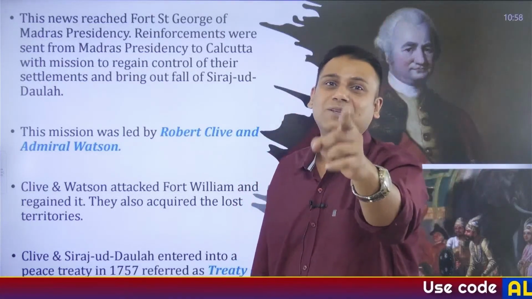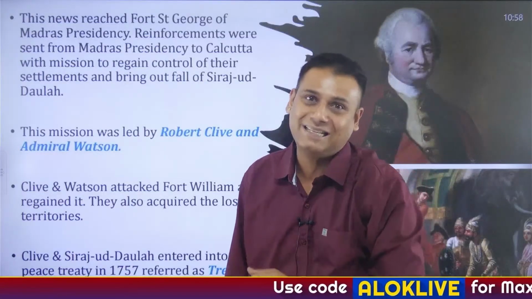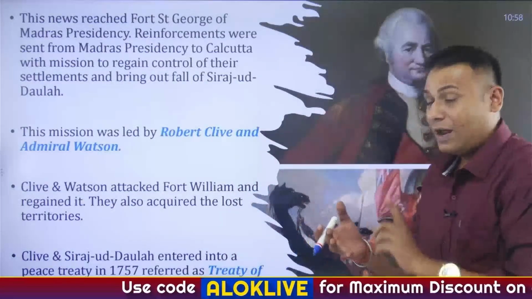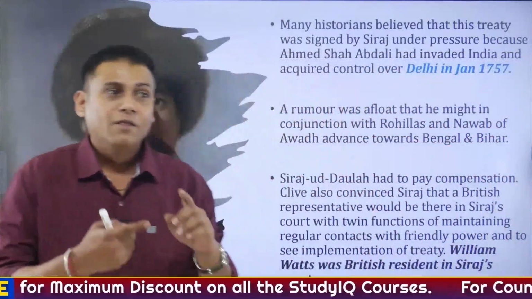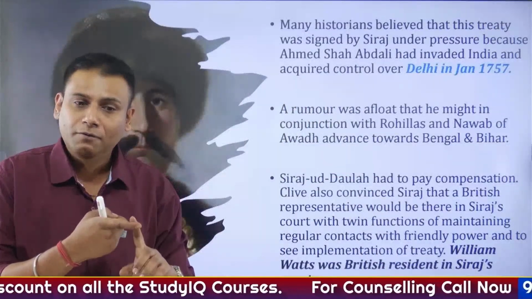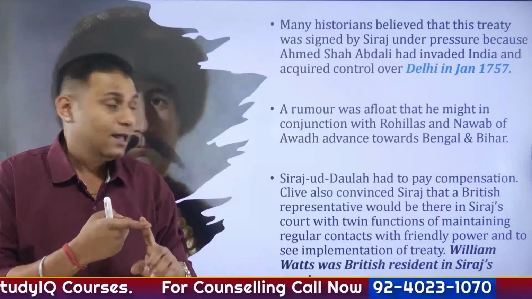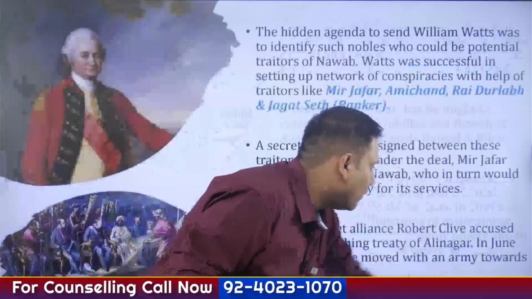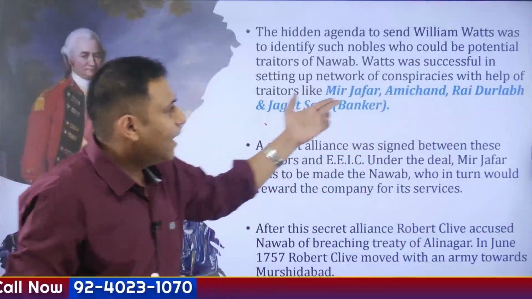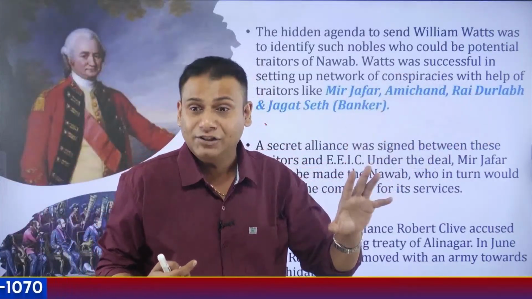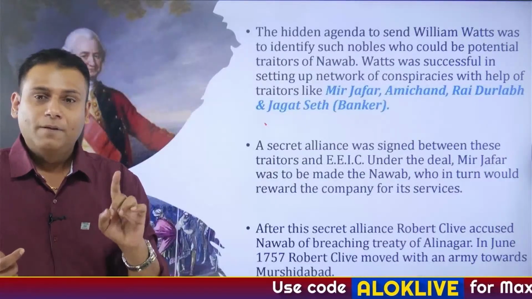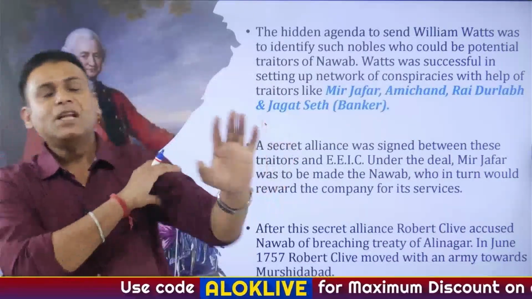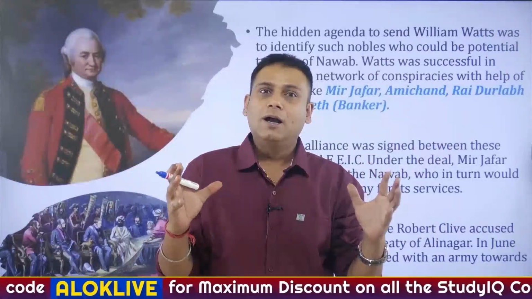So Mir Jafar, who was a military commander, was ready to betray his master, Siraj-ud-Daula. So it is said that they formed an alliance. Mir Jafar formed an alliance with whom? There were many others. I'll give you a very small example: Jagat Seth, Amichand, Rai Durlabh formed an alliance with Mir Jafar. And finally, Siraj-ud-Daula was betrayed by all of them.